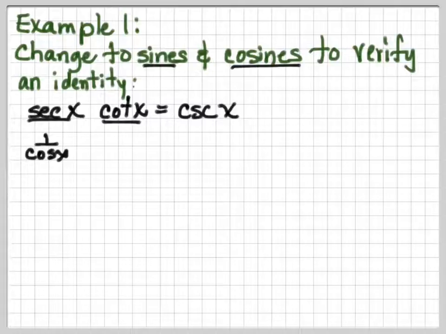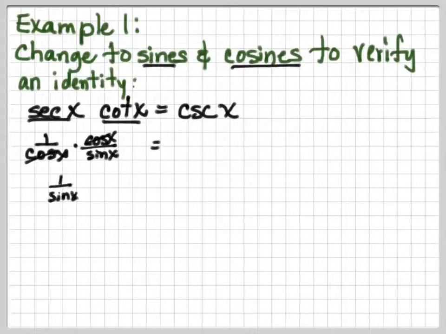So one of the things we can do is change everything to sine and cosine. Secant x is 1 over cosine x, and cotangent x is cosine x over sine x. So if we do that, we're going to try to prove that's equal to cosecant x. We're not even going to write cosecant x down again until the very end. If you have this on the left-hand side, then you can cancel the cosine x. So this is equal to 1 over sine x, and lo and behold, 1 over sine x is cosecant x, so we have cosecant x equals cosecant x. We've proven our identity.